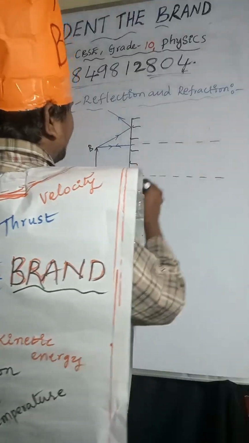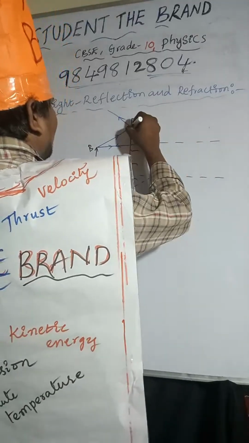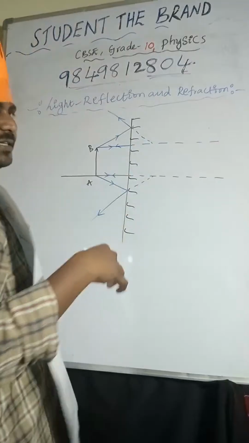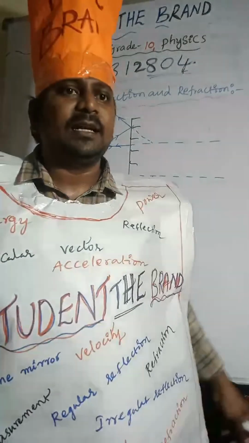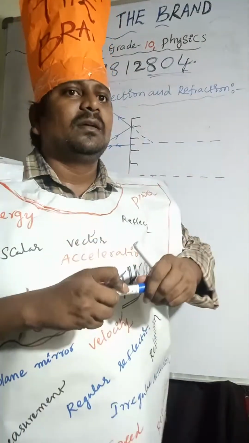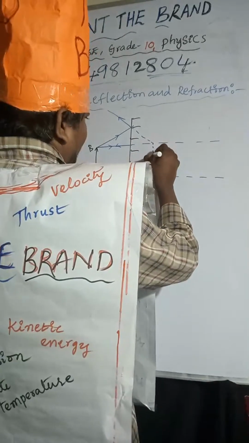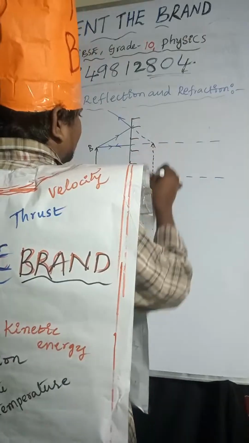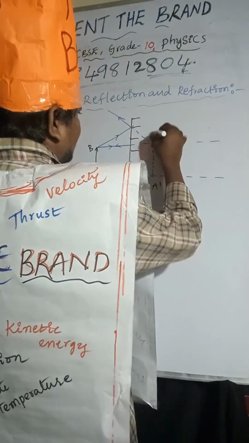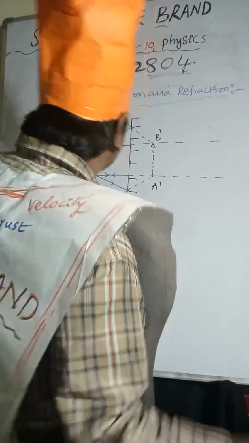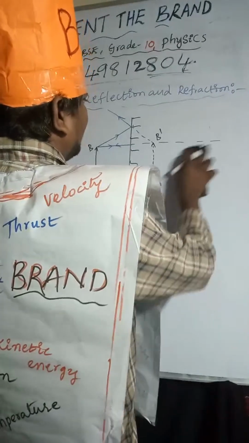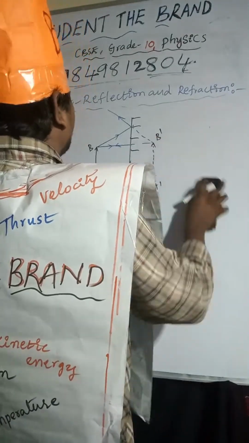So here I'm taking the extended reflected light rays. The extended reflected light rays are meeting at one point. Here you can observe their image is forming. This is a virtual image, A dash and B dash. Here you can observe one thing.